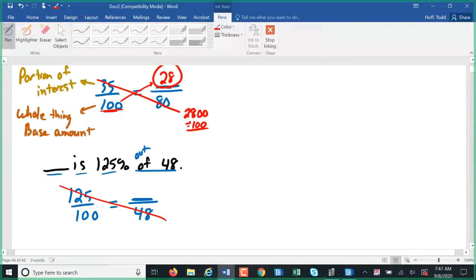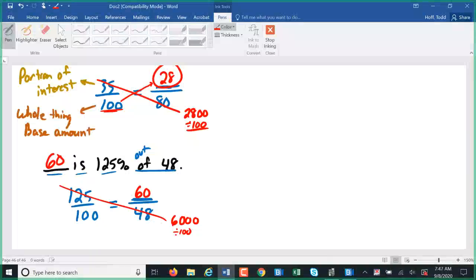So we cross multiply 125 times 48. I believe that's 6,000. The 100 is diagonal from the missing number, so we divide by 100. That gives us 60. 60 is 125% of 48. Now that makes sense because 60 is a little bit bigger than 48. 125 is a little bit bigger than 100.